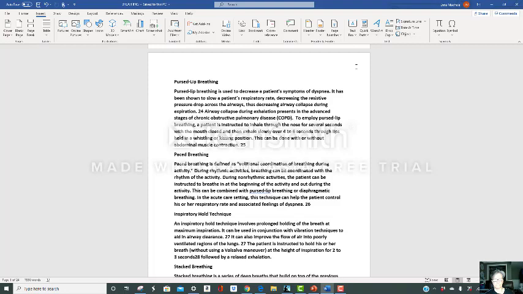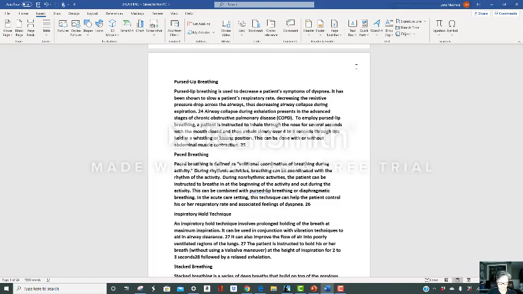To employ pursed lip breathing, a patient is instructed to inhale through the nose for several seconds with the mouth closed and then exhale slowly over 4 to 6 seconds through lips held in a whistling or kissing position. This can be done with or without abdominal muscle contraction.